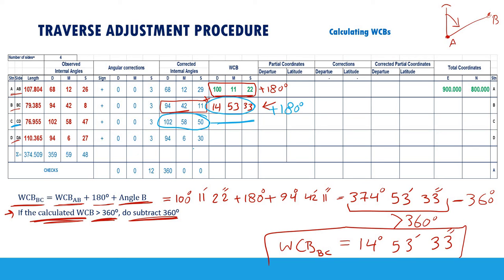Now to calculate the whole circle bearing of DA, the same, it would be the whole circle bearing of CD plus 180 degrees plus angle D from here. And then I will write down the answer here. Now let me calculate these values and get back to you.